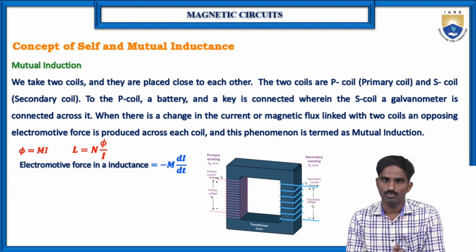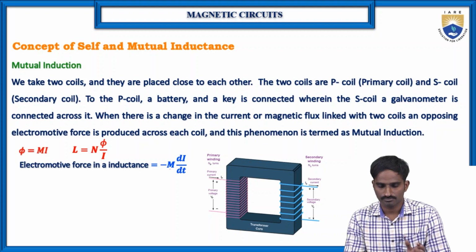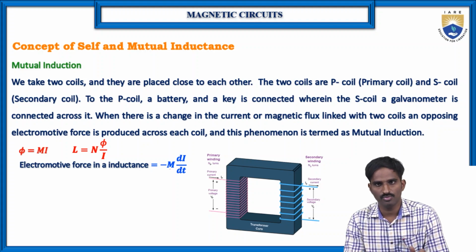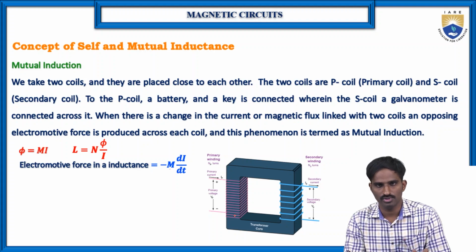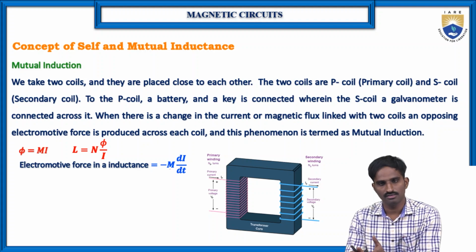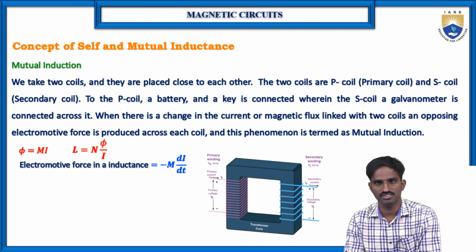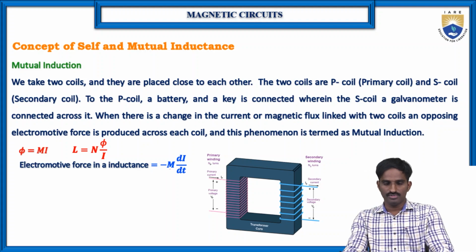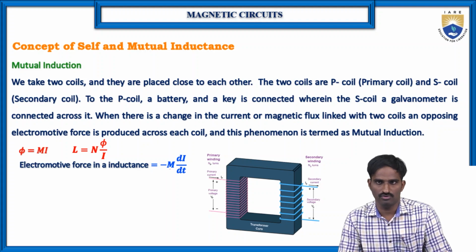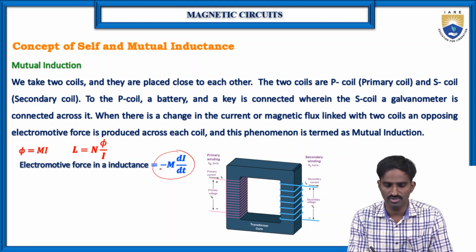Which means we are providing an EMF or voltage through the battery to the primary side. Because of that, magnetic flux will be induced in the primary coil, the change in current will flow through the primary coil, and the flux will link with the secondary coil. Because of the change in flux, a voltage will be produced across the secondary coil, which we can get from the galvanometer. Based on that, we get the mutual inductance M.